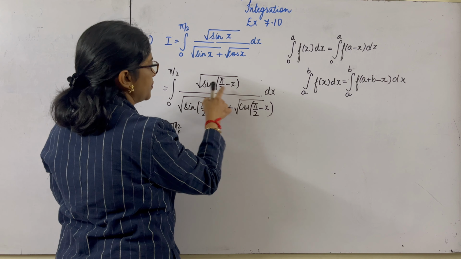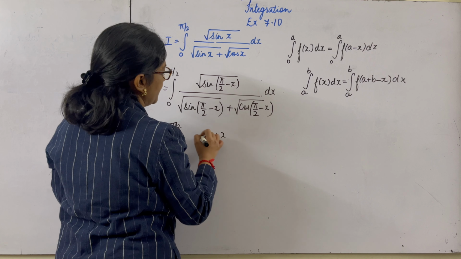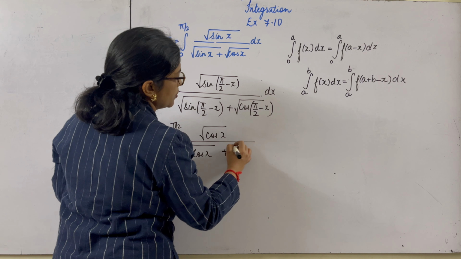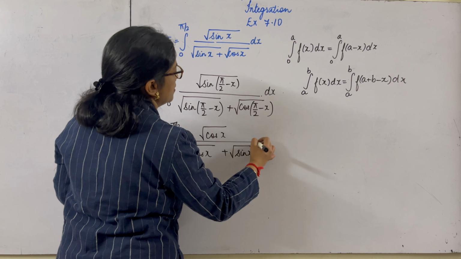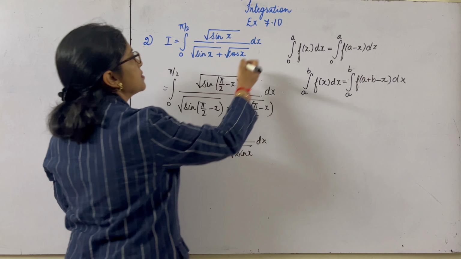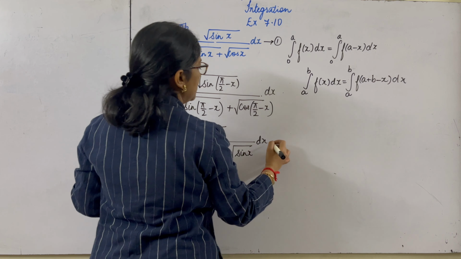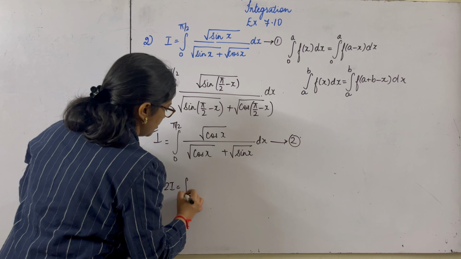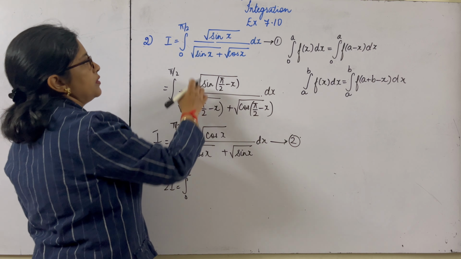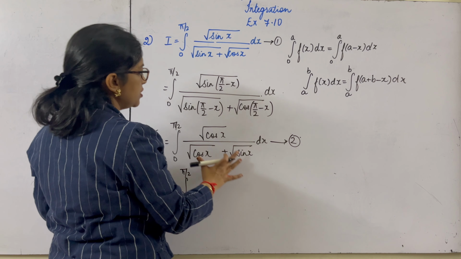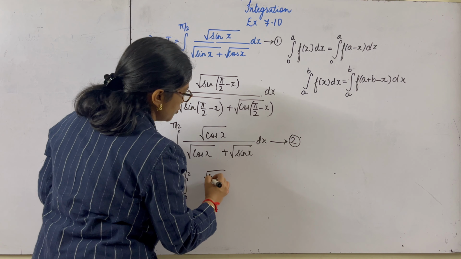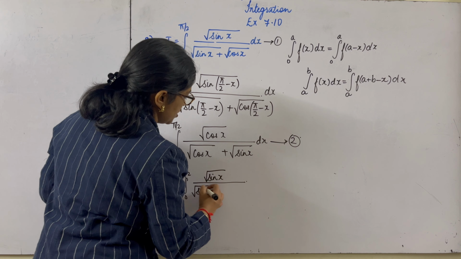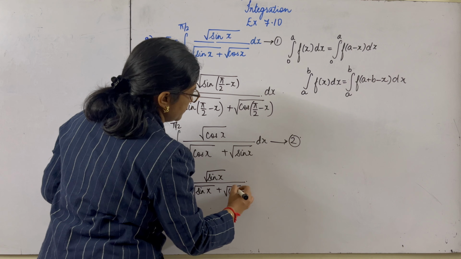Sine of pi by 2 minus x is cos x, and cos of pi by 2 minus x is sin x. So once again, when we combine these two integrals, we have 2I equal to, also combining the functions together, the denominator is the same. What we have is root sin x upon root sin x plus root cos x.